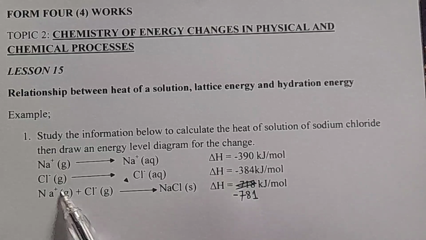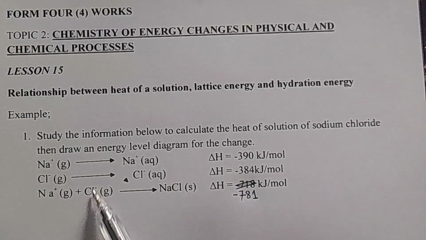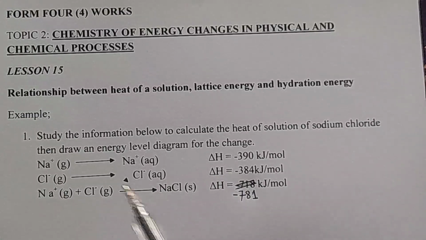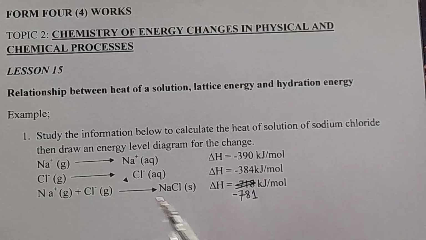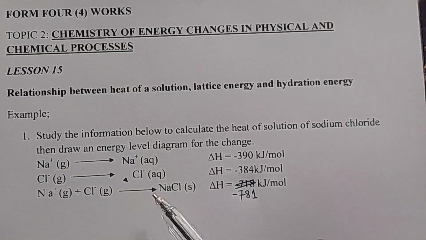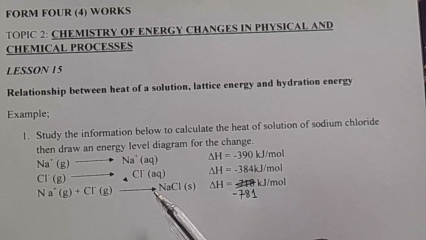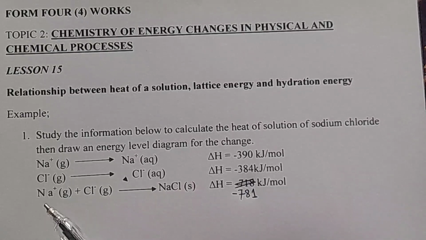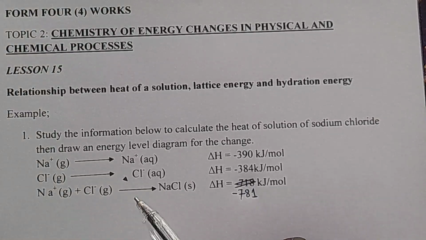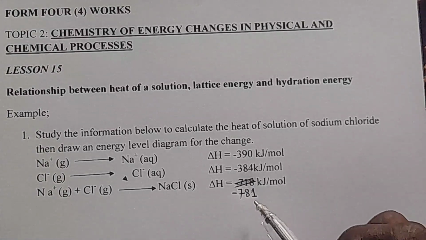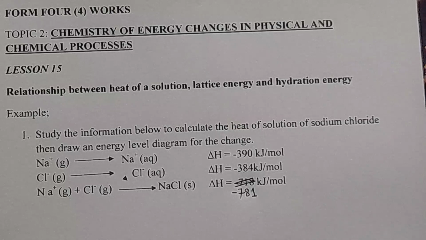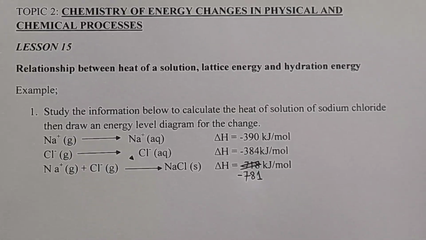And here we have sodium ion, which was gaseous, and chloride ion, which was gaseous, combining to form an ionic compound, which is solid. So this is lattice energy. Because we said lattice energy is the enthalpy change when 1 mole of an ionic compound is formed from its constituent ions in their gaseous state. So it is negative 781 kilojoules per mole. So we can tackle this question in 2 ways.